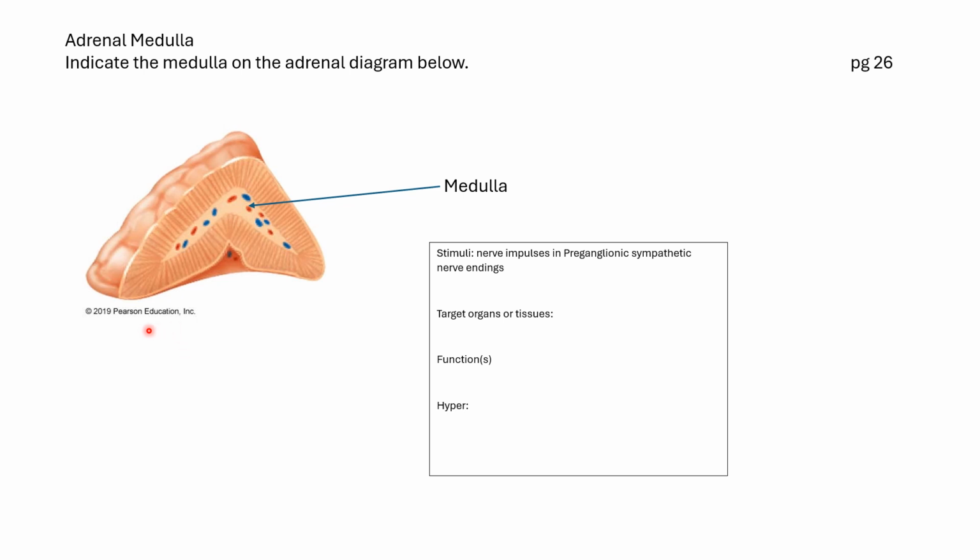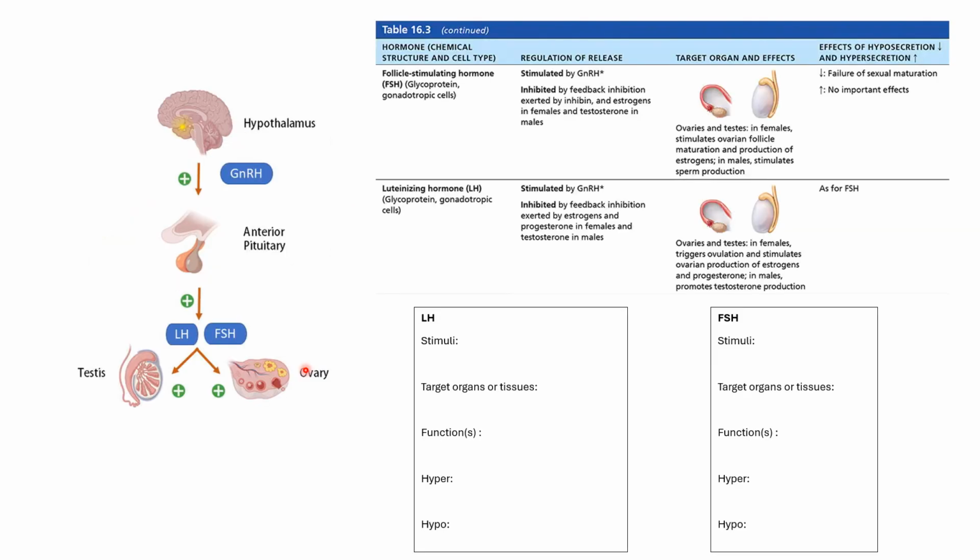Now, inner to the cortex, we have the adrenal medulla. Adrenal medulla is a neuroendocrine gland. The preganglionic sympathetic nerve endings stimulate the adrenal medulla, and the adrenal medulla secretes epinephrine and norepinephrine. From the previous chart, you can fill this. The target organs are wherever there are receptors for epinephrine and norepinephrine. Now let me move on.